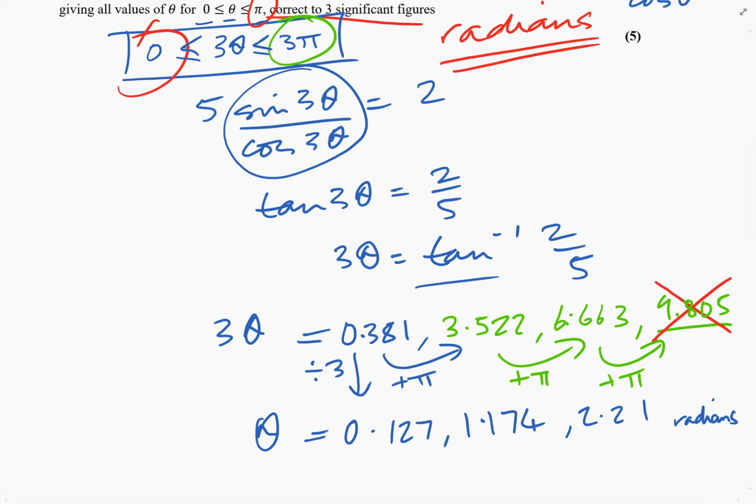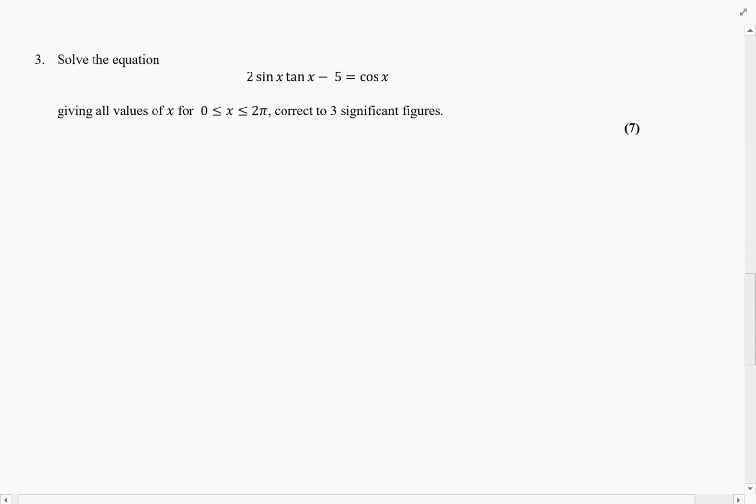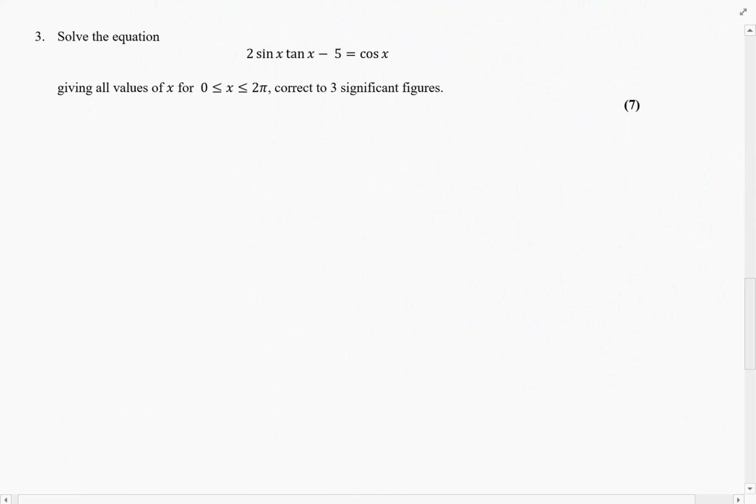Let's do one more question on solving trig equations. Here it is. Now this one, we've got a sine x, a tan x, and a cos x. So as I mentioned before, you can't really solve these questions until you have either all sines or all coses or all tans. So it's not obvious what to do here, but I'll probably start by using the identity we used before, which is that tan x equals sine x over cos x.